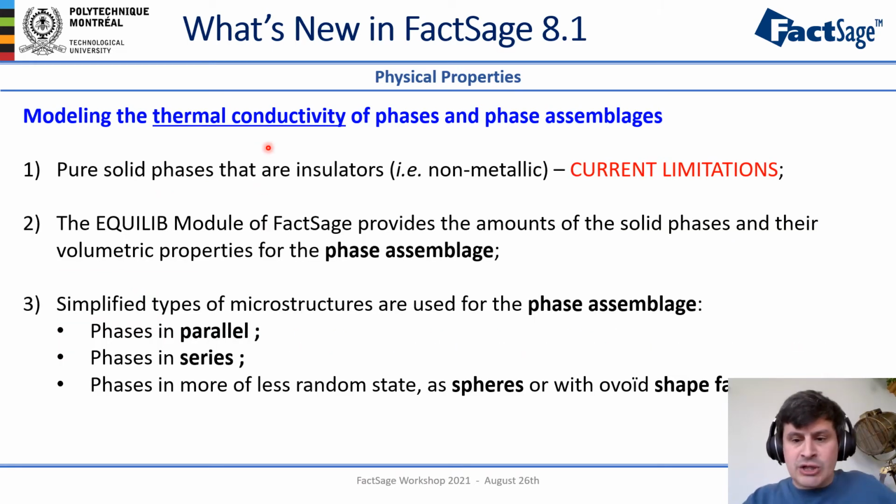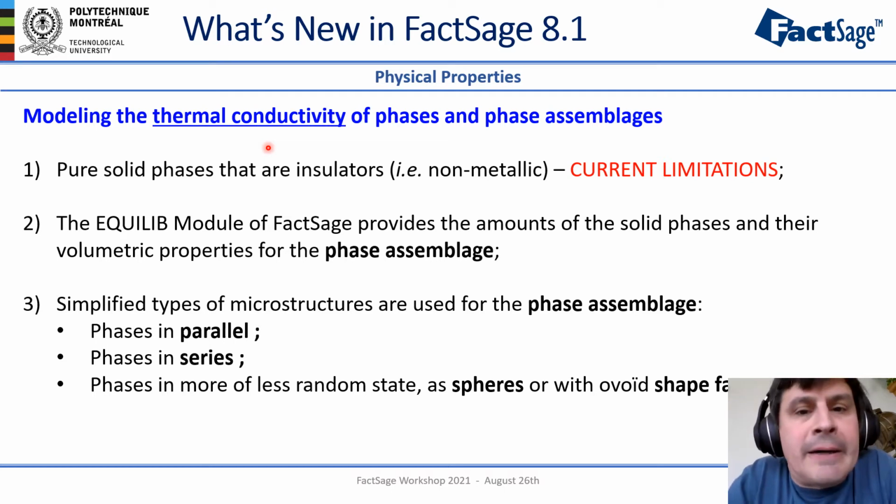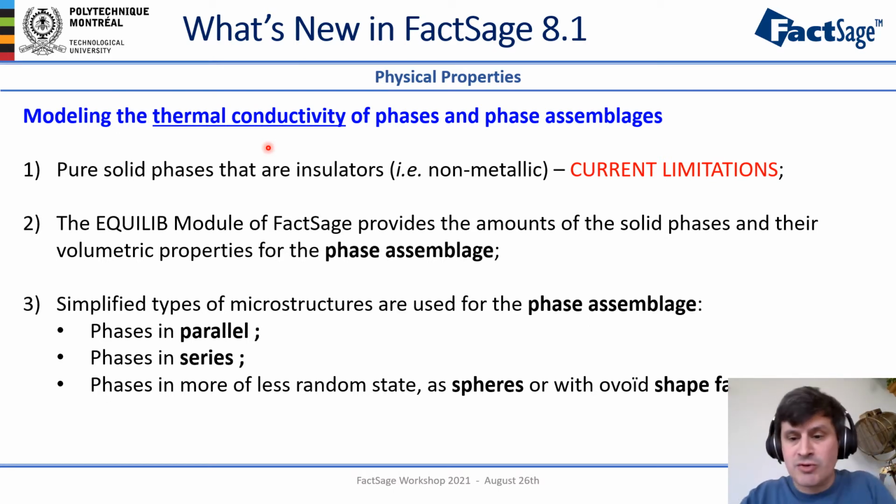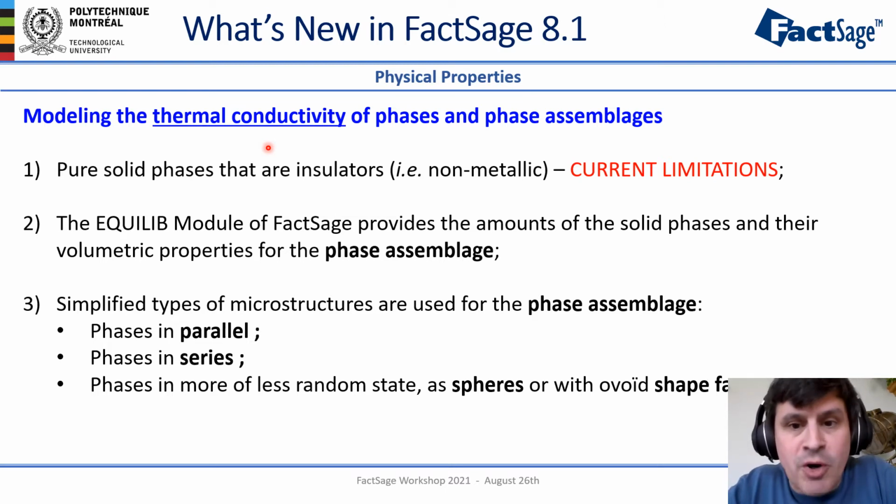So in the Equilibre module menu window, please select the options that you want active for the calculation. The big addition in 8.1 in terms of physical property is the modeling of thermal conductivity of phases and phase assemblages. This is very different. The thermal conductivity of a phase will depend on its structure and some of its properties, but phase assemblages is more complex as porosity, grain size, and other variables may be included.